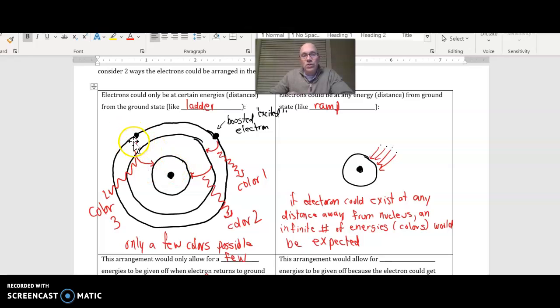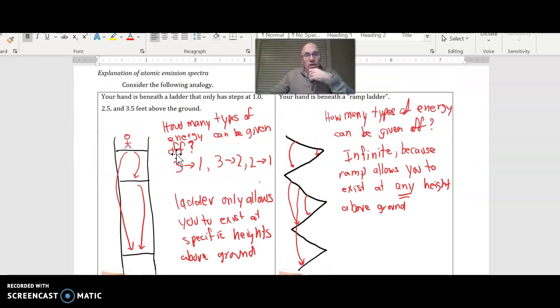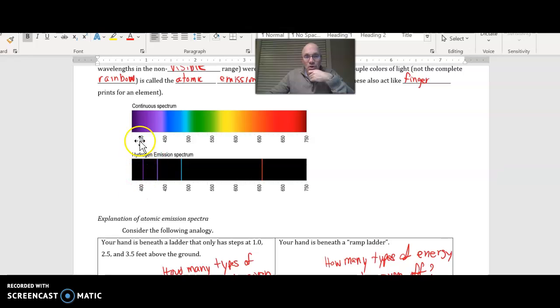And hopefully you can visualize this. If something went from the third level back to the first level, that would be more energy than if you went just from the third level to the second level. You can think about it like jumping from the third step of a ladder down to the first step would give off more energy than just going from the third step to the second step. And that would correspond to a type of energy more towards the higher energy, which is the purple end, than the red end. One way you can always remember that is that the more dangerous type of light is the ultraviolet. So think of that. The violet end is the higher energy, but over here, infrared, that type of energy is not really that harmful.